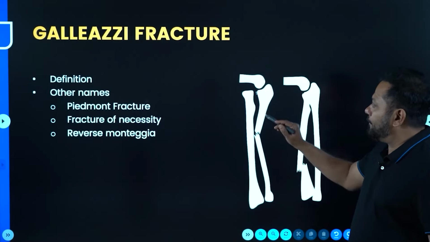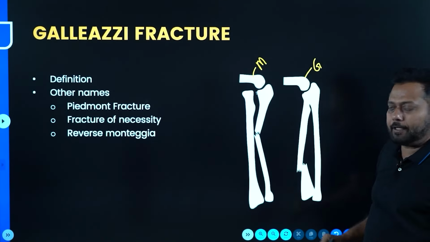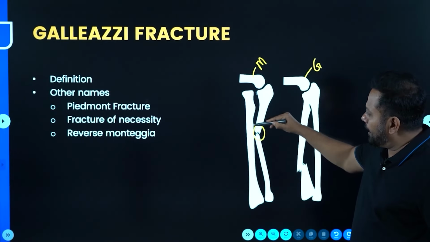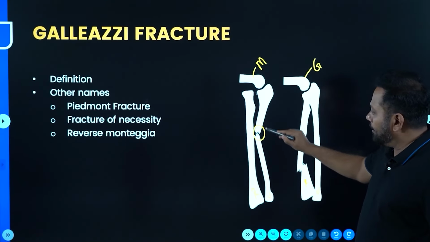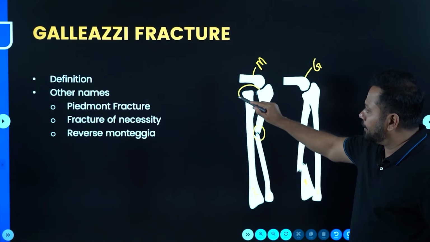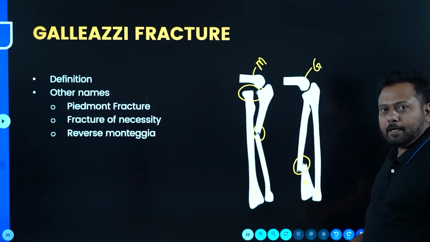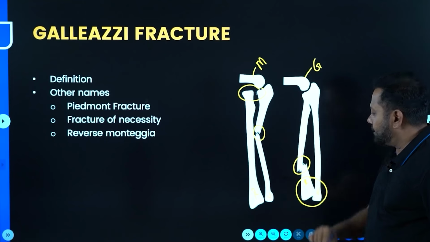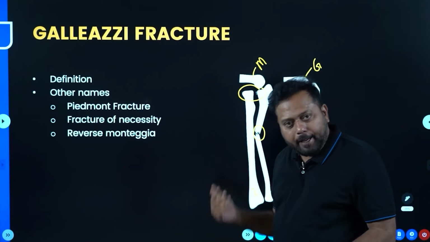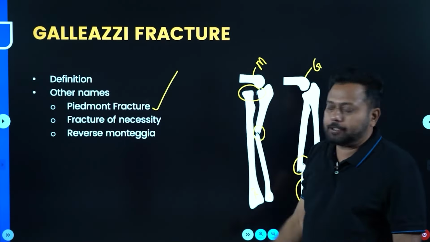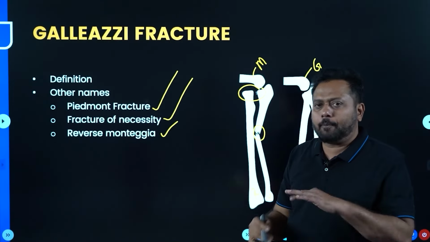You see, dear friends, the definition you see, this is Monteggia fracture. This is Galeazzi fracture. You see, Monteggia, fracture upper third ulna, this is radius, this is ulna. See, upper third ulna with dislocation of the radial head. This is Monteggia. Galeazzi fracture is fracture lower third radius with dislocation of the distal radio-ulnar joint. Okay, so this is Galeazzi fracture, and this goes by two other names. This is otherwise called Piedmont fracture. This is otherwise called fracture of necessity or reverse Monteggia, since it's opposite to Monteggia.